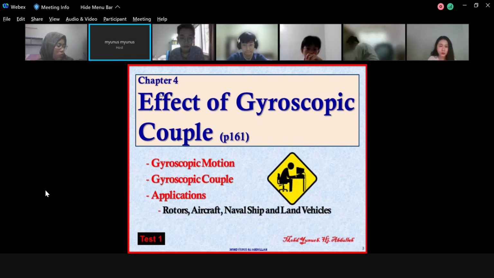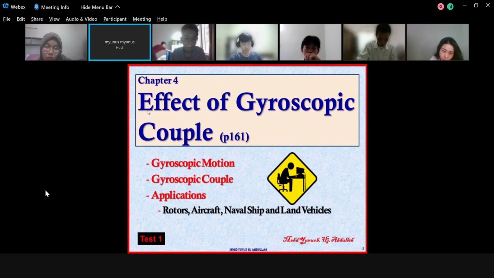The other one is the effect. This one is more toward the kinematics effect, and also couple. First we go to effect. Effect means that you are basically applying Newton's law, where Newton's law says that action equals reaction. So the effect is basically the reaction of the gyroscopic couple. Now you know the content of the topic.